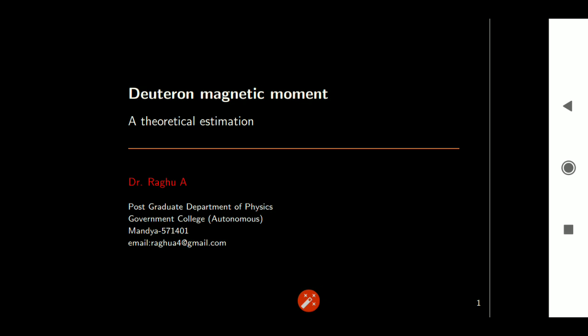Today we are going to learn about deuteron magnetic moment. This lecture will be basically a theoretical estimation of deuteron magnetic moment. Any theoretical estimation needs support from the experimental measurement, so we will also learn about experimental measurement of deuteron magnetic moment. This requires knowledge of deuteron ground state, which we have derived in the previous class. Keeping that information in mind, we proceed with today's lecture.